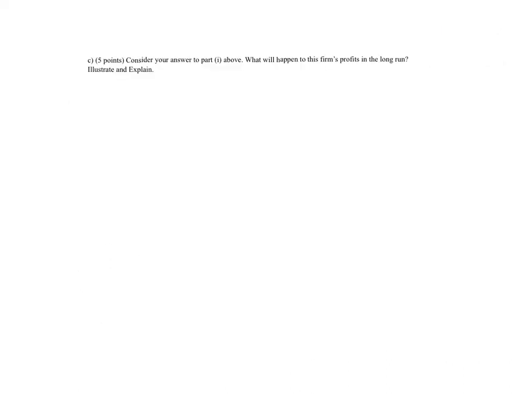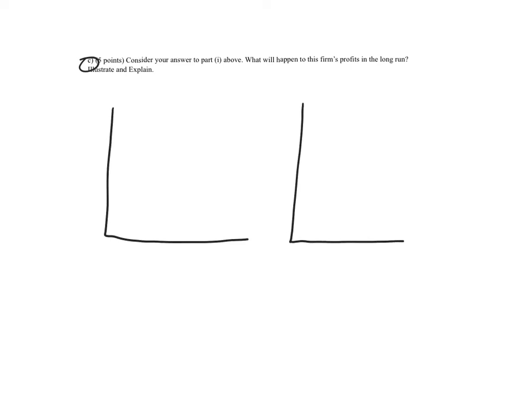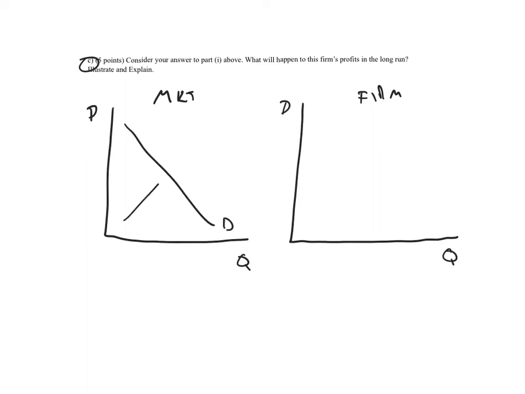Part C, consider your answer to part I above. What will happen to this firm's profits in the long run? Illustrate and explain. So we want to illustrate a firm in a perfectly competitive market earning profits. I'm going to draw 2 graphs, one for the market, one for the firm. And we'll have demand and supply, and the equilibrium price for the market.